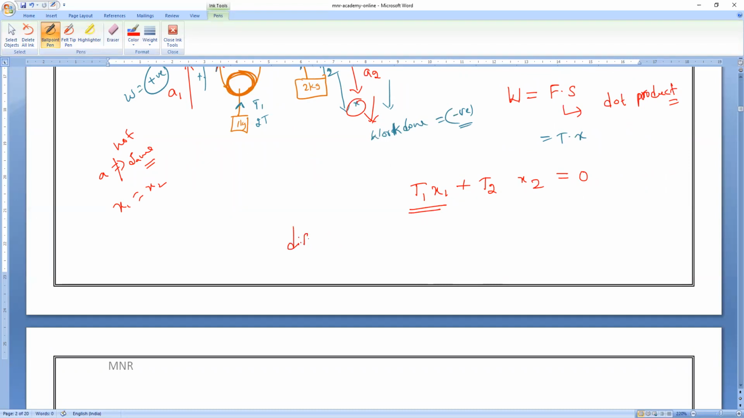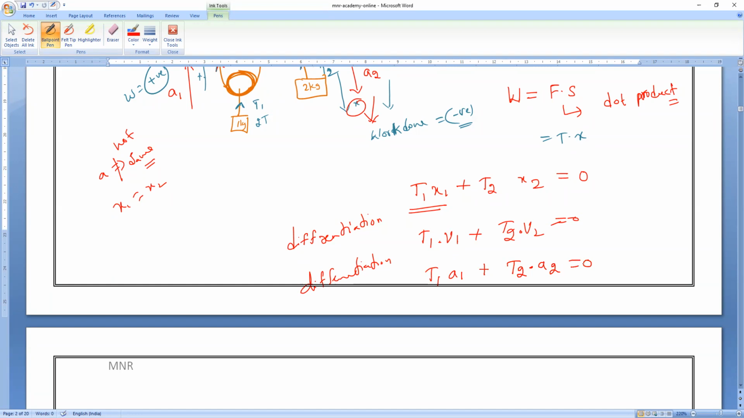Now apply differentiation with respect to time and tell me, what will happen? Tension remains constant. So differentiating x, dx by dt, change in displacement by time gives you what? Velocity. So T1 V1 plus T2 V2, dot product only, equals 0. Again, apply differentiation. T1 remains constant, dv by dt equals what? Acceleration. T1 a1 plus T2 a2 equals 0.